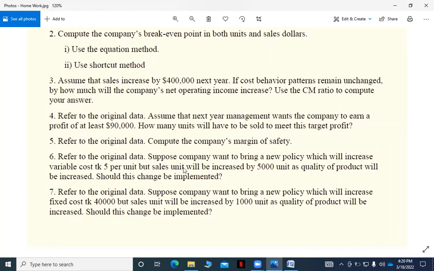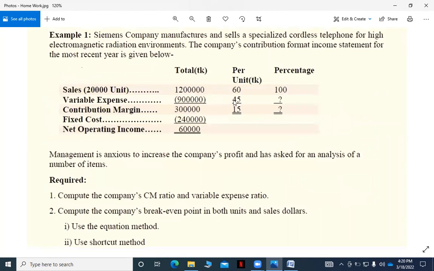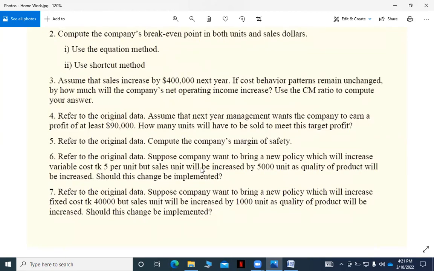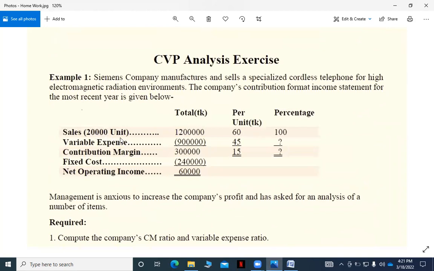So what do we do now? With that new change, variable cost will increase by 5 taka. Variable cost was 45 taka, so right now it will be 50 taka. And sales unit will increase by 5,000, so the new sales unit will be 25,000. So 25,000 into 60 gives the sales value. Then variable expense will be 25,000 into 50. Then we'll get the contribution margin. Fixed cost remains unchanged, the same. You will deduct 2,40,000. Then you will see whether net operating income is more than 60,000 or less than 60,000. If it is more than 60,000, then we'll implement that policy. Otherwise, we will not implement that policy. Clear?